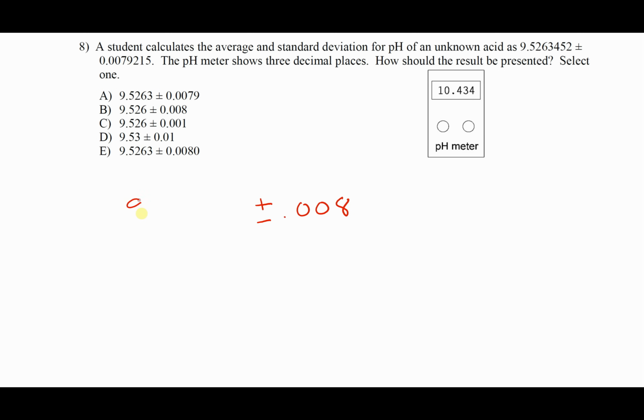Rule 2, 9.526. Rule 3, the instrument error is 0.001. So which one is bigger? Right, of course the 0.008 is bigger. And so the answer is going to be B.